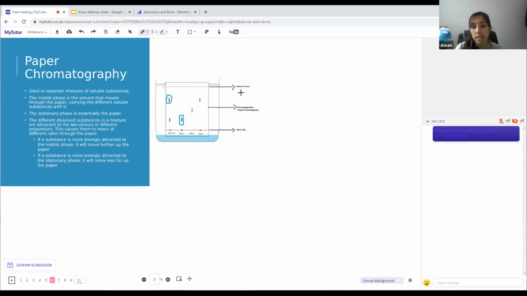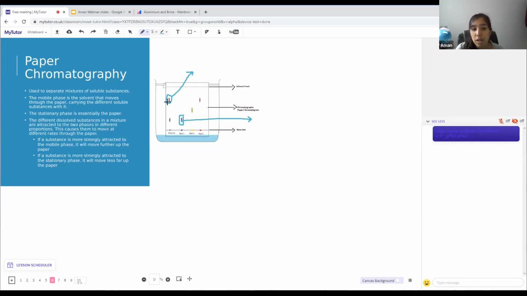So what that is saying is that depending on their attraction to the mobile versus the stationary phase, so remember the mobile phase is the solvent that moves through the paper, in this case the water here that's moving through the paper to carry those inks up, and the stationary phase is the paper, usually filter paper. And so it's about the attraction to the filter paper versus the solvent. So if a substance is more strongly attracted to the mobile phase, it will move further up the paper. So if we take this one here, we can see that's moved quite far versus this one here that's moved less far up the paper.